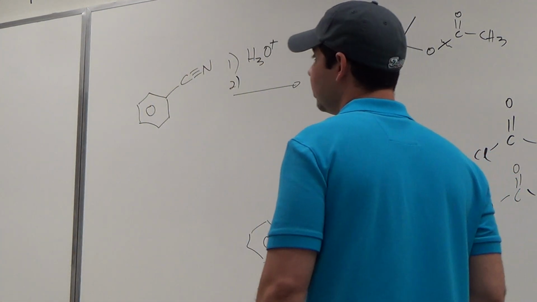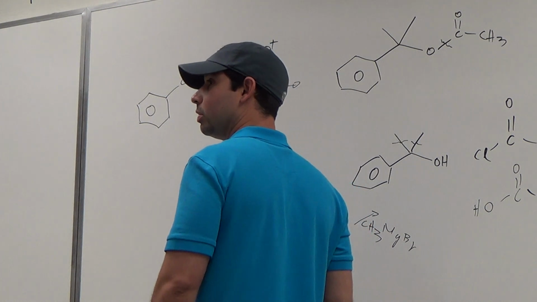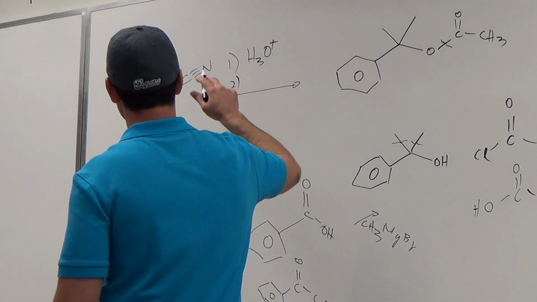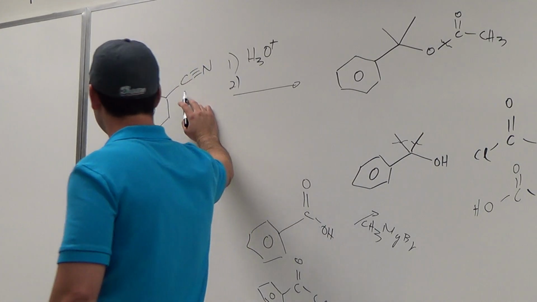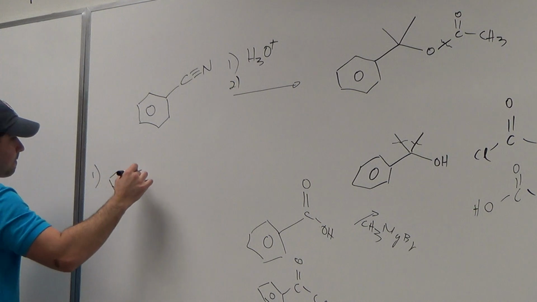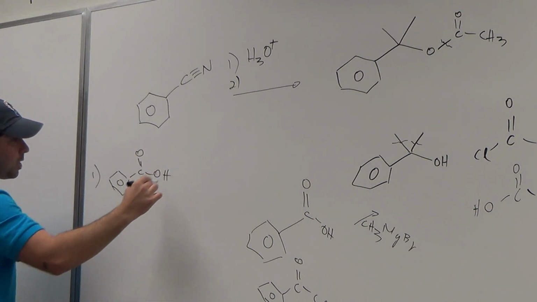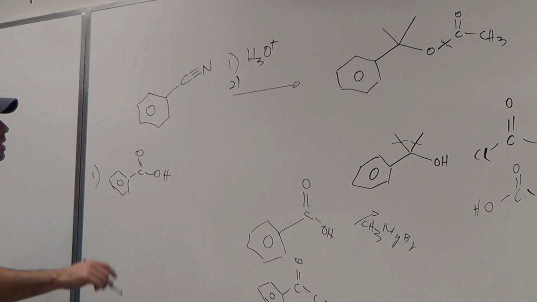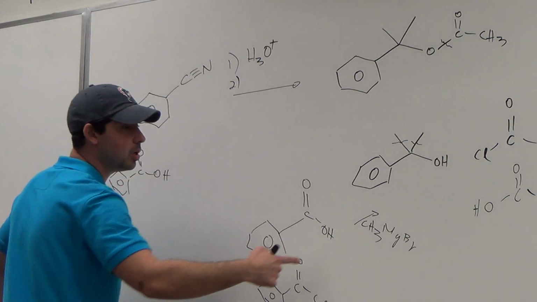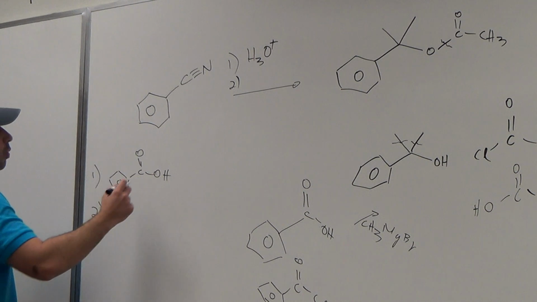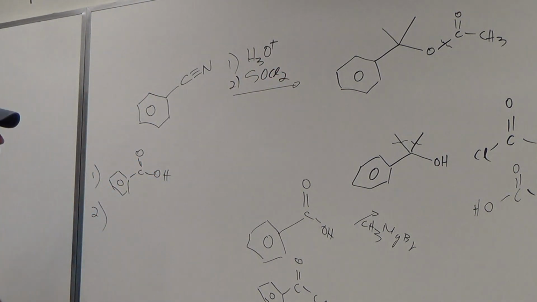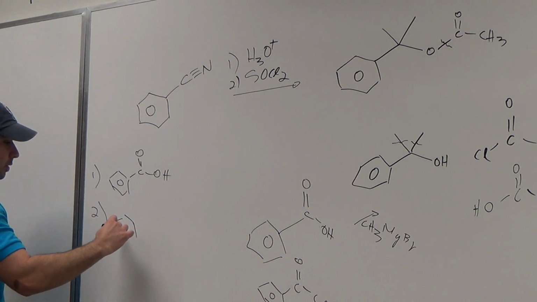Second here is? SOCl2. The first step gives me the carboxylic acid here. Second step is I need to make the chloride. I make the chloride with SOCl2. So that is going to make this.